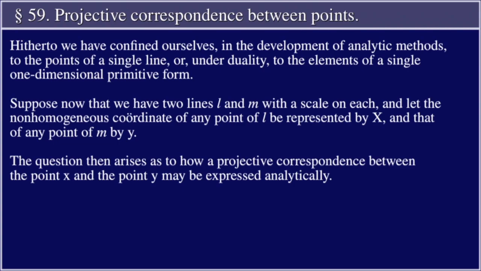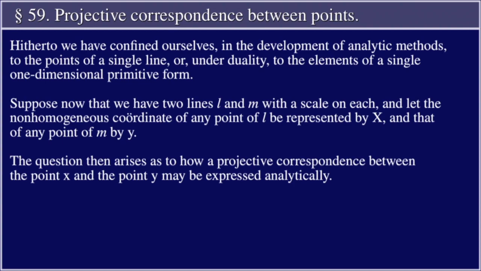Hitherto, we have confined ourselves in the development of analytic methods to the points of a single line, or under duality, to the elements of a single one-dimensional primitive form. Suppose now that we have two lines L and M with a scale on each, and let the non-homogeneous coordinates in any point of L be represented by x, and that any point of M by y.